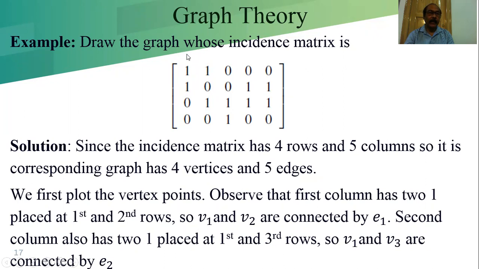E1 connects the vertices V1 and V2. Edge E2 connects the vertices V1 and V3. E3 connects the vertices V3 and V4. E4 connects the vertices V2 and V3, and E5 also connects the vertices V2 and V3. So E4 and E5 are parallel edges.